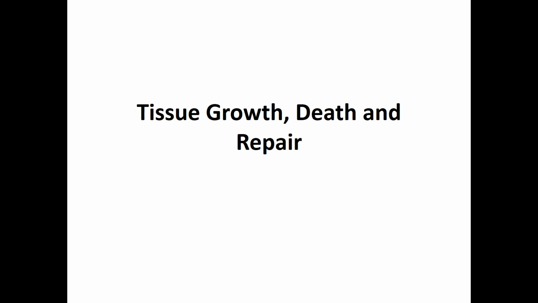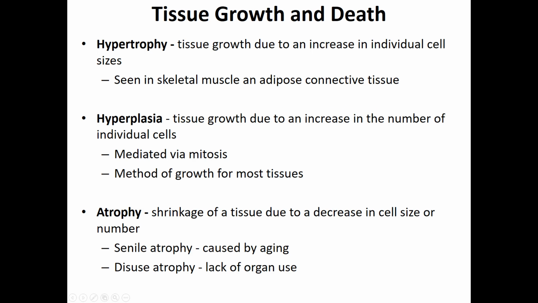In this video, we'll describe the topic of tissue growth, death, and repair from Chapter 5 Notes over Histology. There's a few terms you should be familiar with here. The first is hypertrophy, and this is going to tell you whenever tissue growth occurs, but very specifically when it occurs due to individual cell growth.